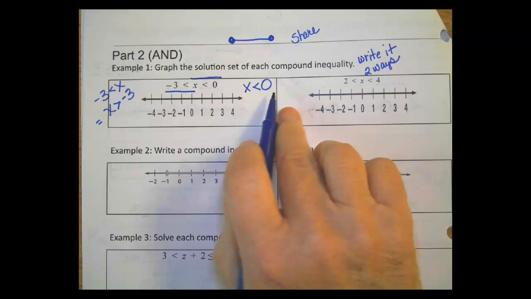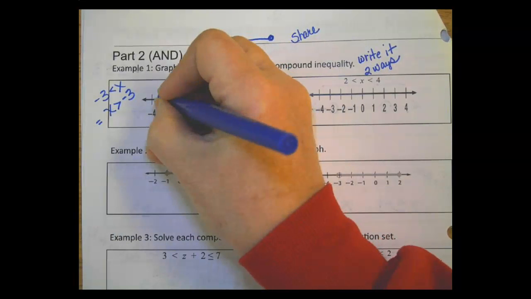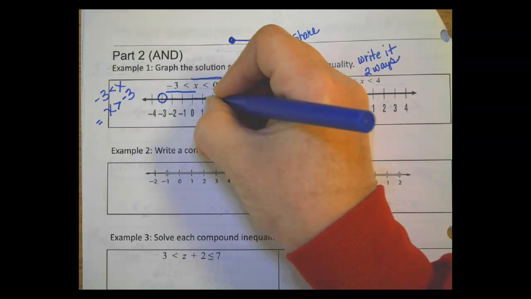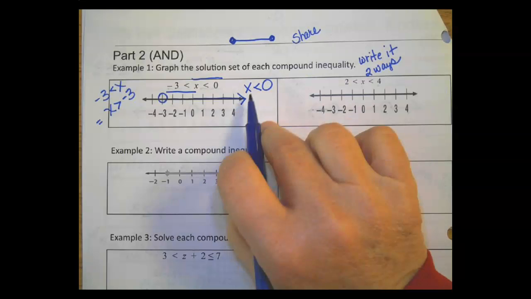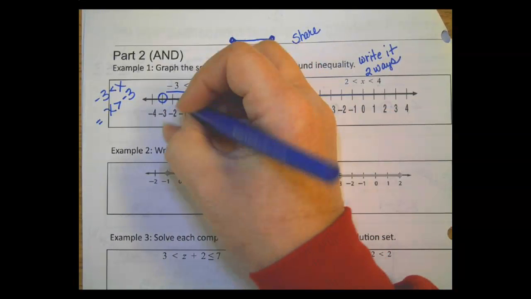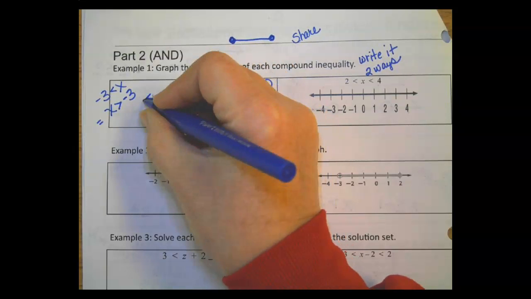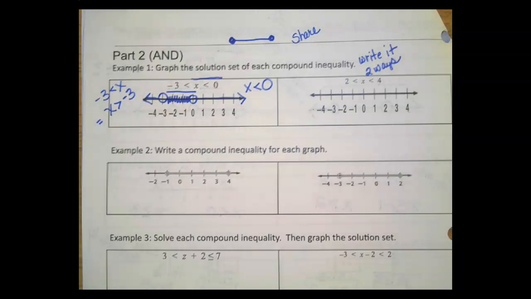So let's just graph these two. Open dot on -3. What's greater? This way. Okay. This is x is less than 0. Open dot here, less is this way. So what do they share? This right there. That's what they look like.